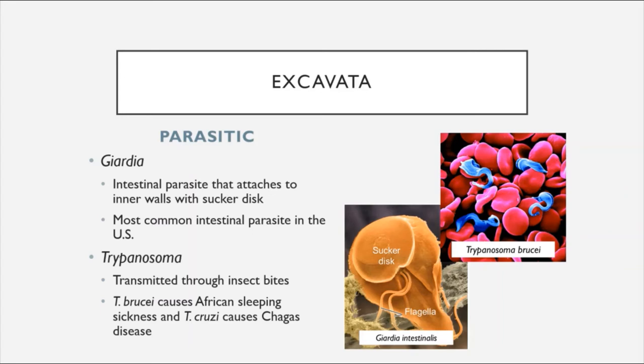They are transmitted through insect bites, and there are two noteworthy human pathogenic species within this genus. T. brucei is the cause of African sleeping sickness, and T. cruzi is the cause of Chagas disease. And between these two, the one that is endemic to the Americas is Chagas disease. Chagas disease is actually found in Arizona.